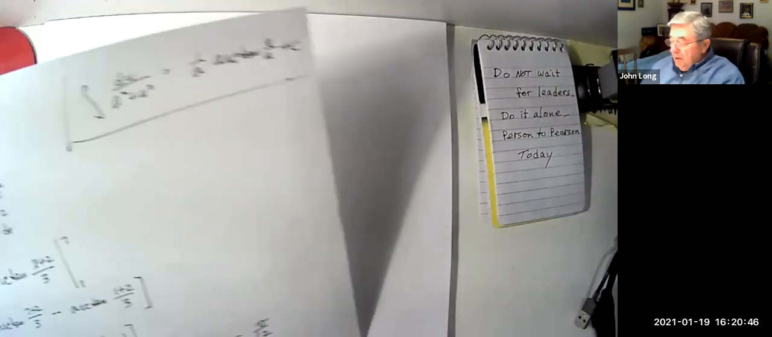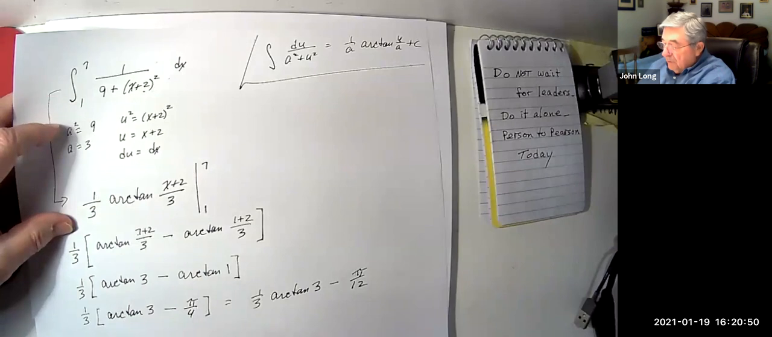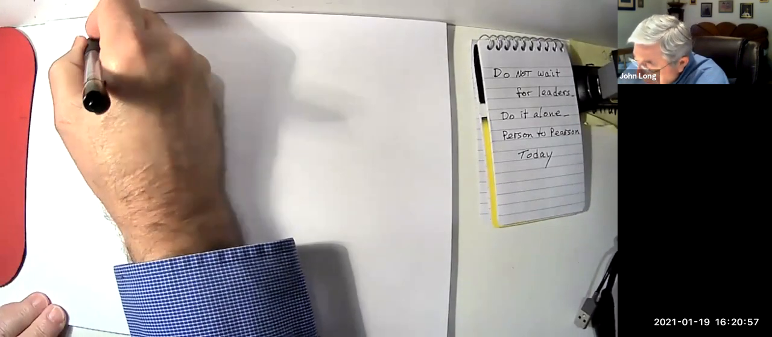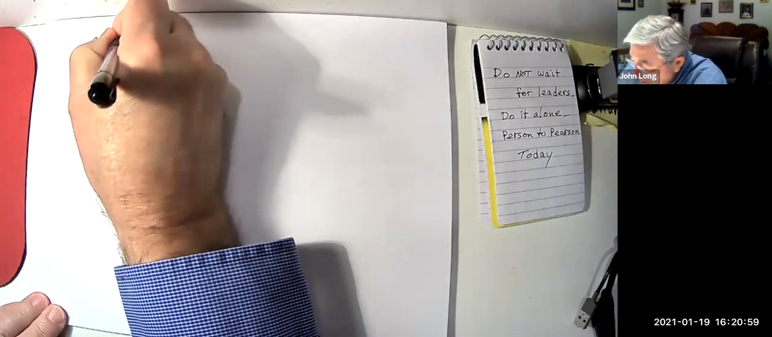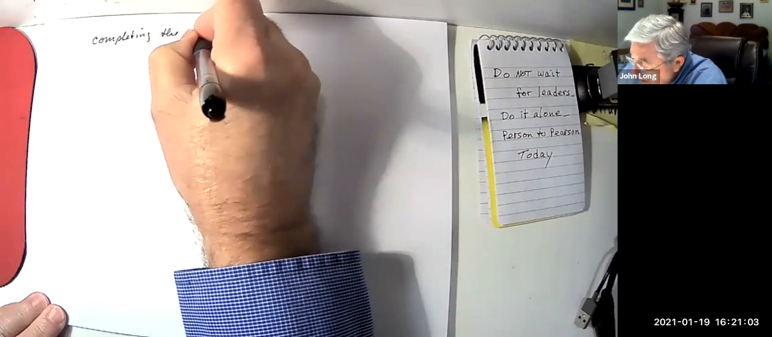There's this look down here of x plus 2 squared that is going to come up in the next few problems, where we're going to use what's called completing the square. Let me just do a little review on completing the square.